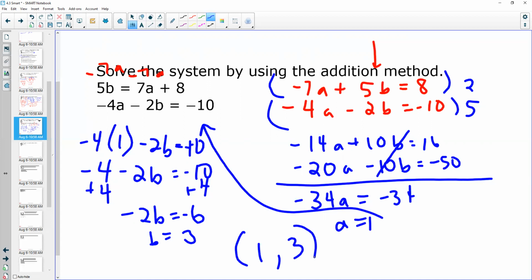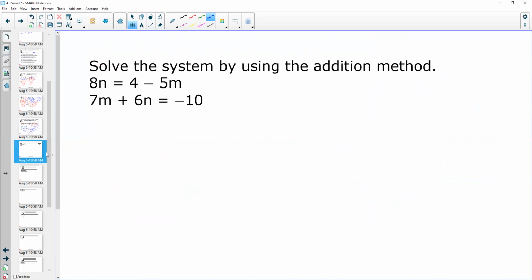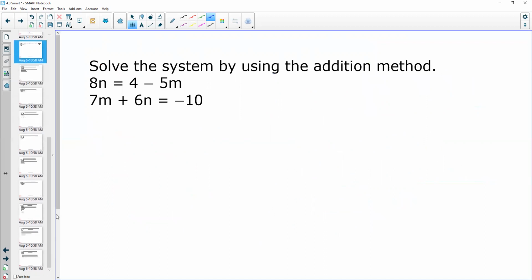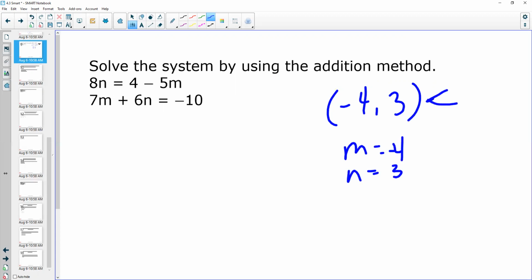You try the next one, okay? Let's see what the next one looks like. Looks kind of the same. So you reorganize, you solve, okay? Whatever variable you want to make drop away, make drop away. That's up to you. I will tell you when you're finished. You should get negative 4, 3. M should be negative 4. N should be 3. Whenever we make an ordered pair, we always do it in alphabetical order. So it would be M, N.